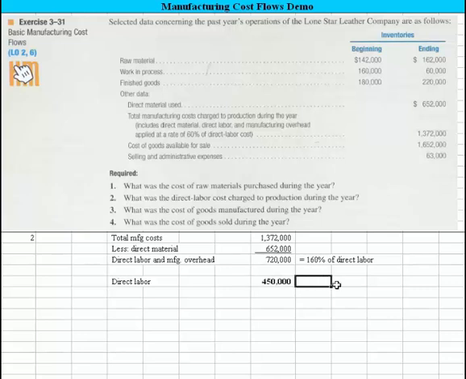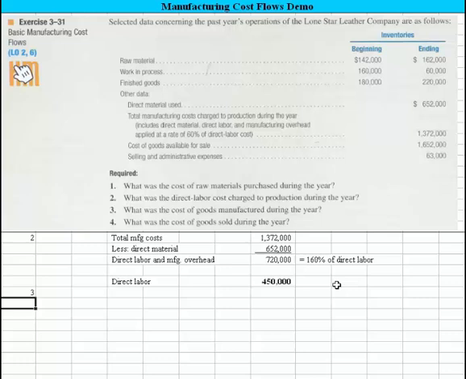Now, to prove that, we could take the 450,000 times the 1.6, where the 0.6 would be the 60% overhead and the 1.0 represents the direct labor, and that equals the 720. So there's a proof that we did that correctly. Okay, let's go on and answer the third requirement.